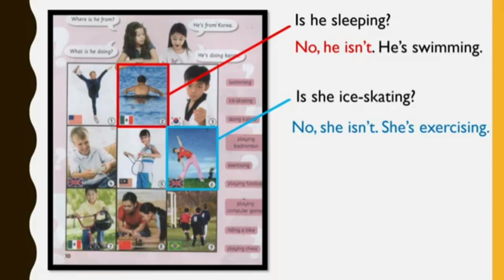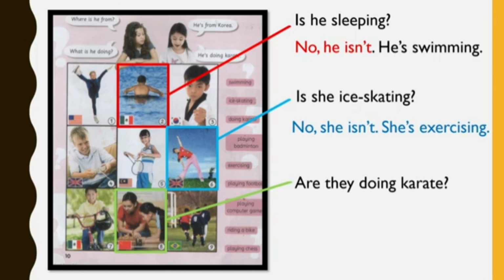She is exercising. Next, are they doing karate? If we look at the picture, obviously they are not doing karate. What is the correct answer? The correct answer is playing chess. So before we tell the correct answer, we have to deny the statement first. When we want to deny, how should we deny? No, they aren't. And then we clarify. They are playing chess. Give the correct answer. Deny and give the correct answer.